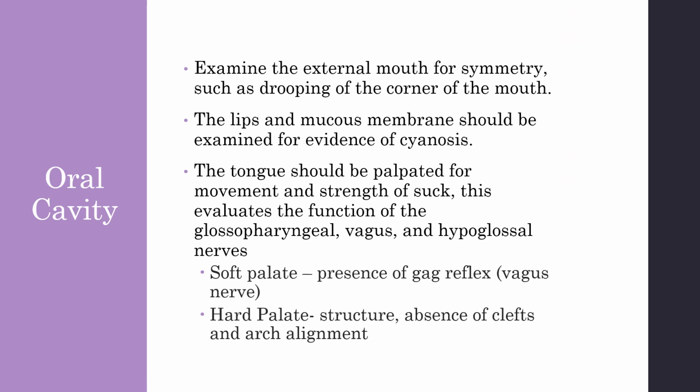Now we're going to move down into the mouth and the oral cavity. The biggest thing with looking at the mouth, we're going to do some inspection first. So you're going to look for color of the lips. We're going to look for symmetry. Are the corners drooping on each side of the mouth? What's going on with that? If they're old enough, you can have them smile to see if that looks symmetrical or not.